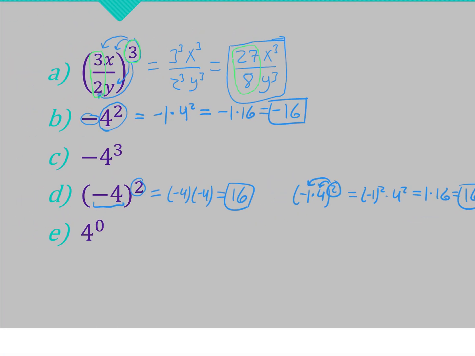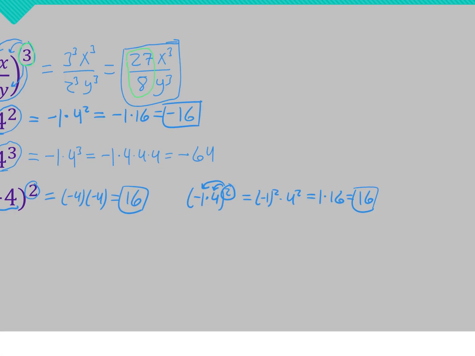All right, same thing with example C. If I had -4 to the third power like this, my 4 is the base, not the -4. So this is the same as -1 times 4 to the third power. So -1 times 4 times 4 times 4. All right, which is going to get me -64.